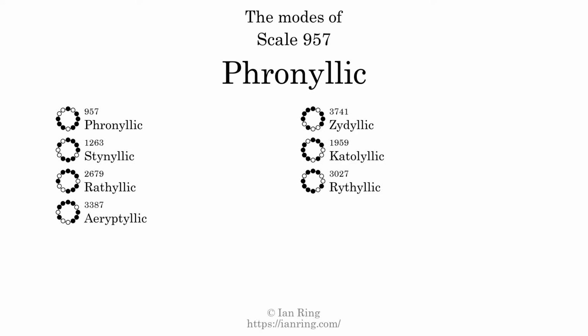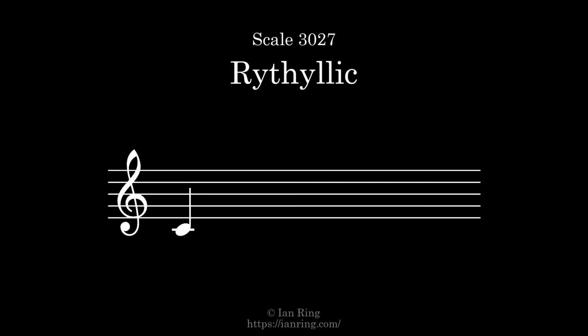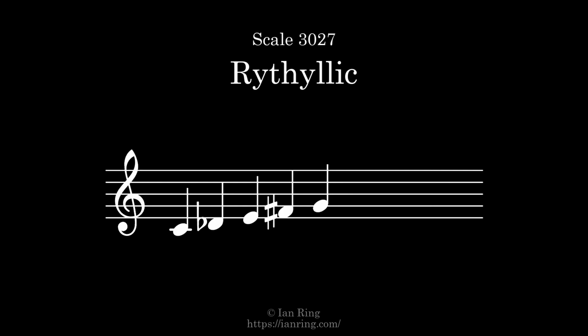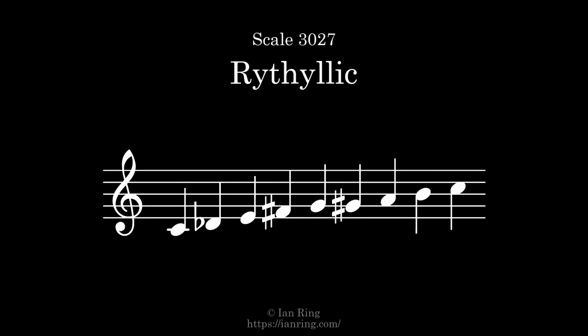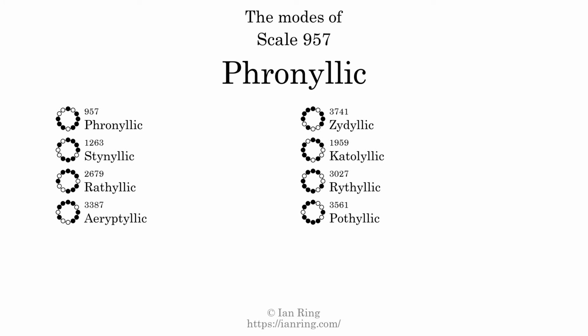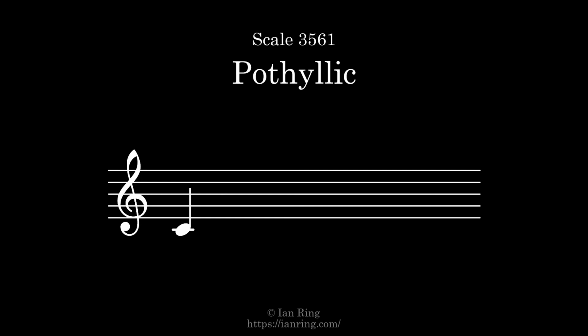The seventh mode is scale 3027, also known as Phronyllic. It sounds like this. The eighth and last mode is scale 3561, also known as Phronyllic. It sounds like this.